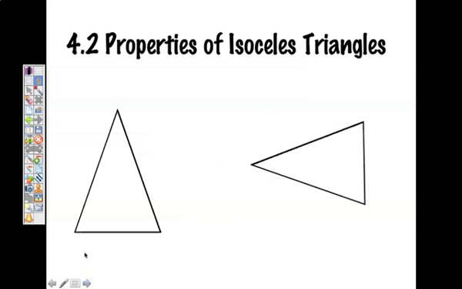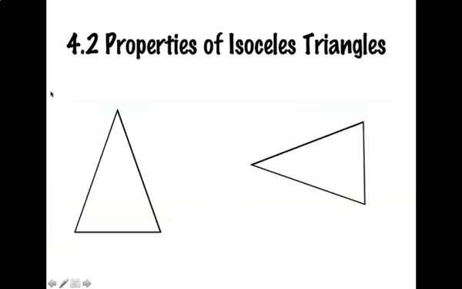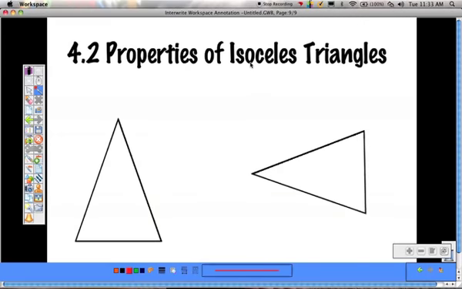Today we're going to look at properties of isosceles triangles. We already know a couple things about isosceles triangles. In an isosceles triangle, we have two congruent sides. So they should be marked. So let's say these sides are congruent, these sides are congruent.